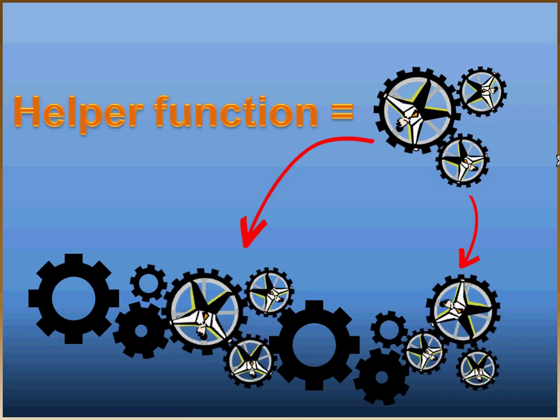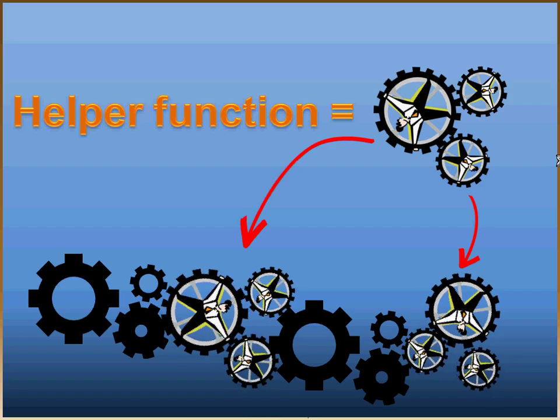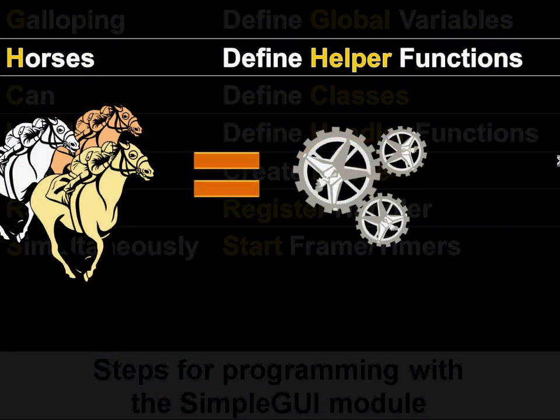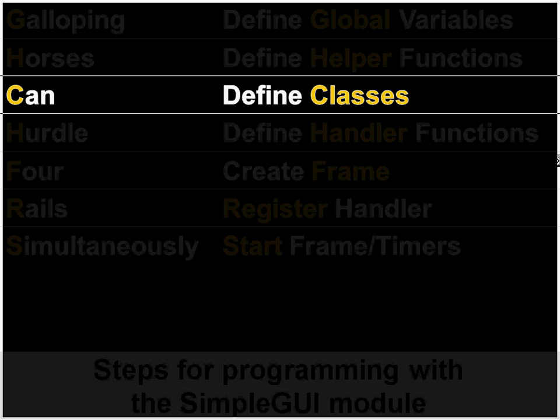Helper functions can be the real workhorses in your programs. So remember, horses stands for helper functions. The next word, can, starts with C, which stands for classes. We haven't covered classes at this point in the course, so we're not going to spend any time on them here. But at least when we do learn more about them, you'll remember exactly where to insert those in your program structure.